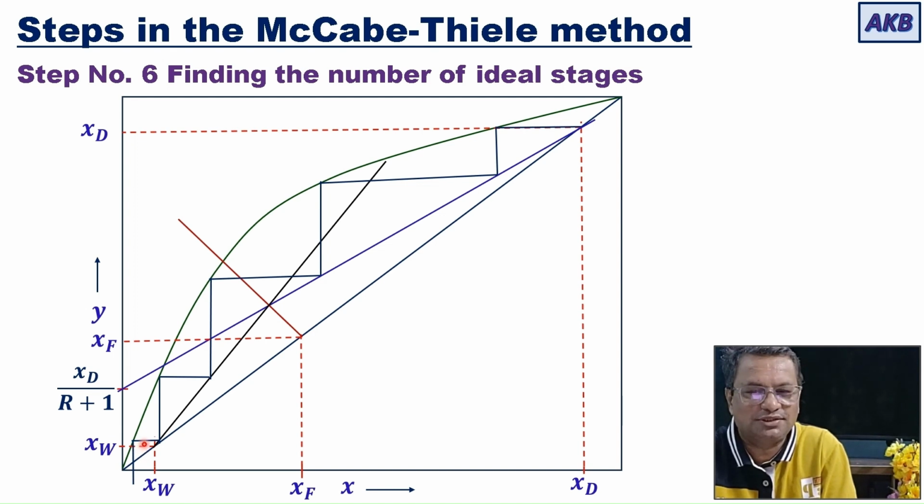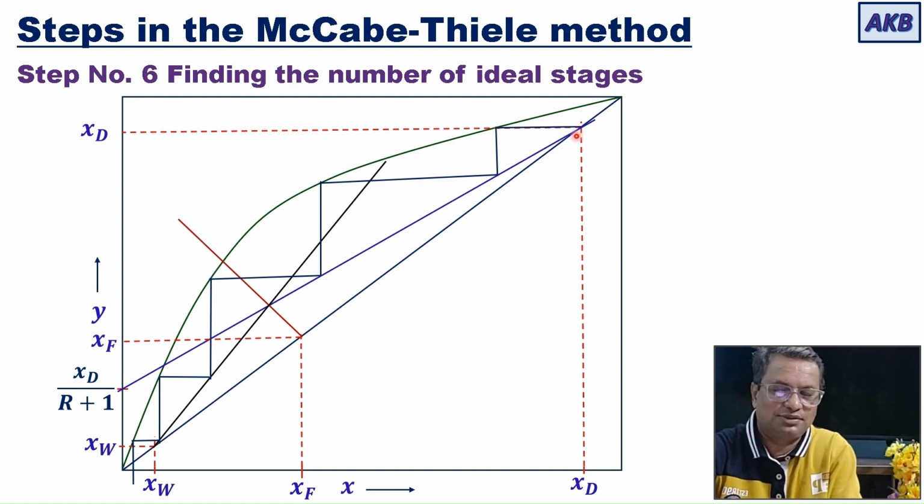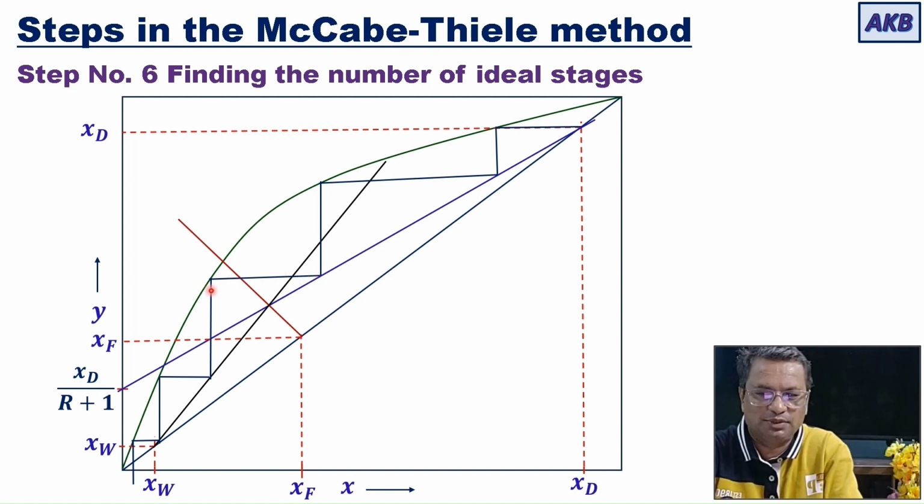Okay, so 2 things are important. You are constructing these triangles by drawing horizontal lines. You are starting with XD, going to the equilibrium curve, then to the rectifying section line, to the equilibrium curve, rectifying section line, equilibrium curve. And once you cross the intersection point, now you have to move to the stripping section line, then to the equilibrium curve, to the stripping section line. And once you cross the point XW, you have to stop.